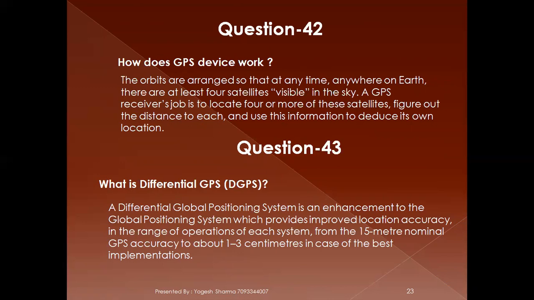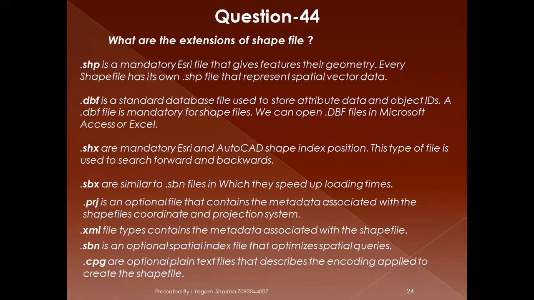In simple words, we can say differential GPS is the enhanced form of GPS. Whenever we are using DGPS, or differential GPS, the accuracy is superior. Sometimes in differential GPS you will get 1 centimeter or 2 centimeter level of accuracy. So from the accuracy point of view, differential GPS is the enhanced form of GPS.